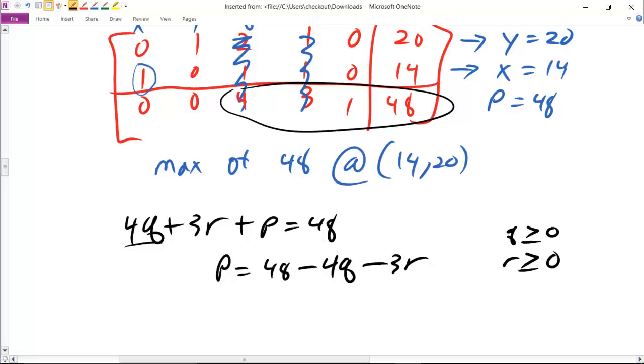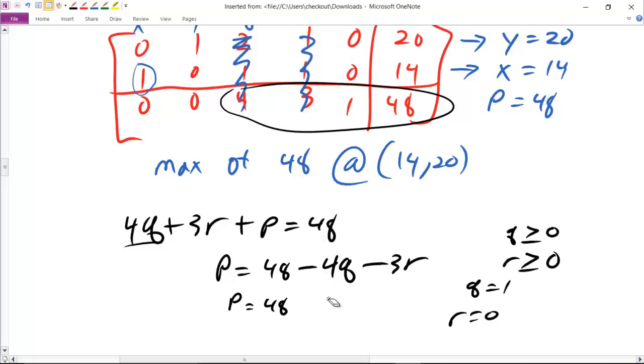What number would I substitute in for Q and R to make P have as big a value as I could possibly make it? Well, if I make Q equal to 0 and R equal to 0, then what that does for me is makes P 48. Because if I make Q or R anything other than 0, if I made Q equal 1, then I would have 48 minus 4, and that would make me less than 48.